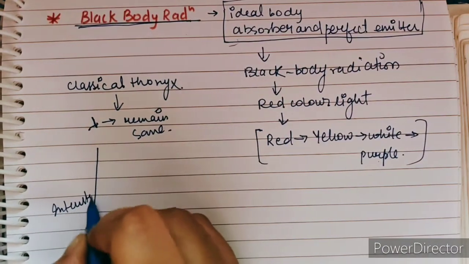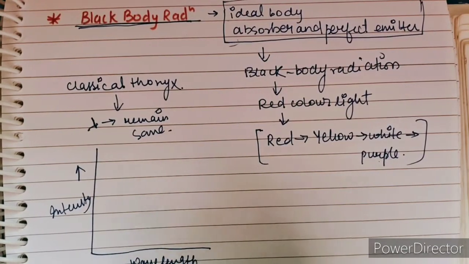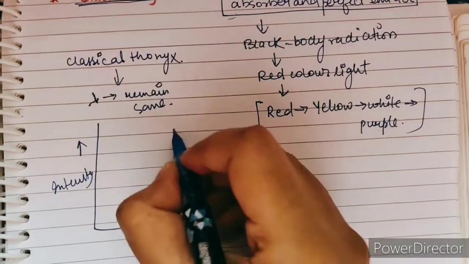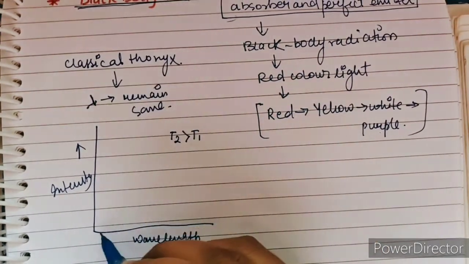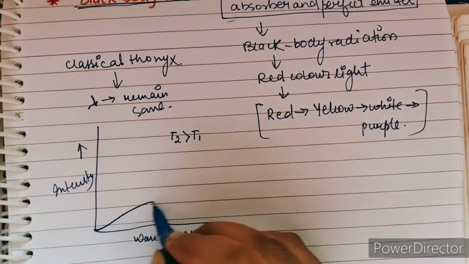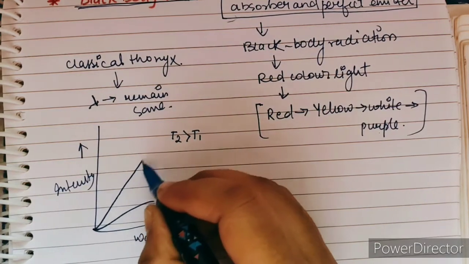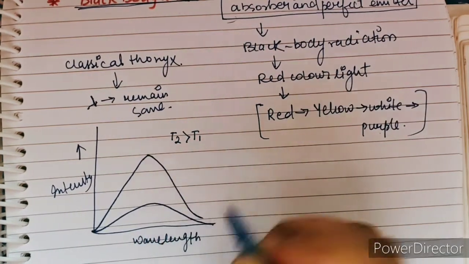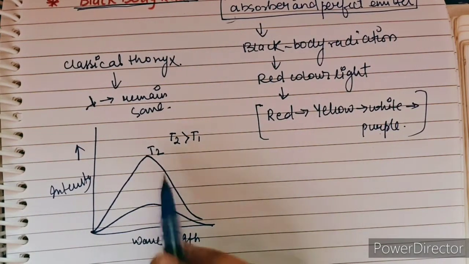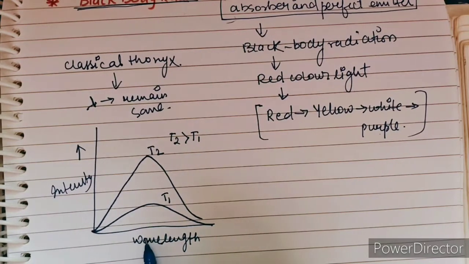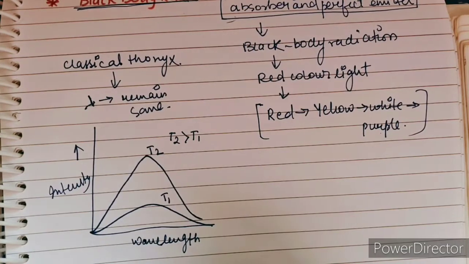On the y-axis we have intensity, on the x-axis we have wavelength, lambda in nanometers, and we have temperature T2 which is greater than temperature T1. So the curve for the temperature T1 is this one, and the graph for T2 is slightly higher than for T1. It means the intensity at temperature T2 is greater than the intensity at temperature T1 as the wavelength increases.